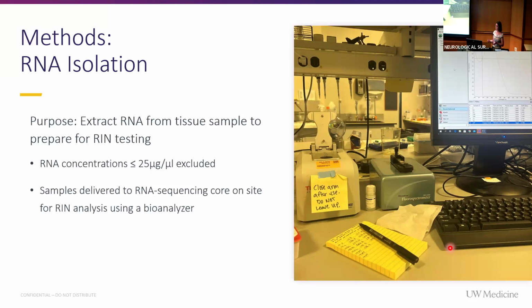5 of our samples did have to be excluded because the kit that we use for RIN testing requires a RNA concentration of 25 micrograms per microliter. So those 5 were below the threshold and we couldn't use them for data analysis. Just a side note, this is a NanoDrop, which is my new favorite machine that I learned how to use in the lab.